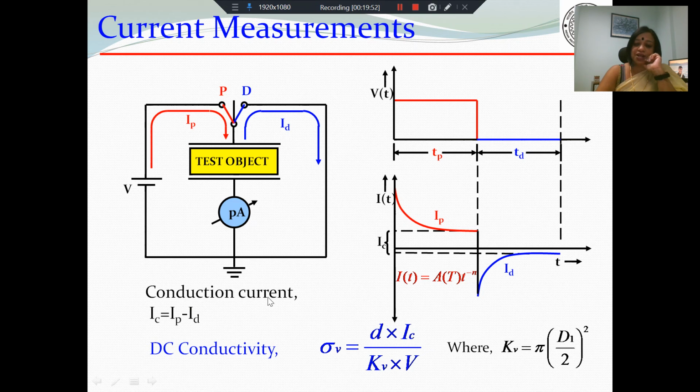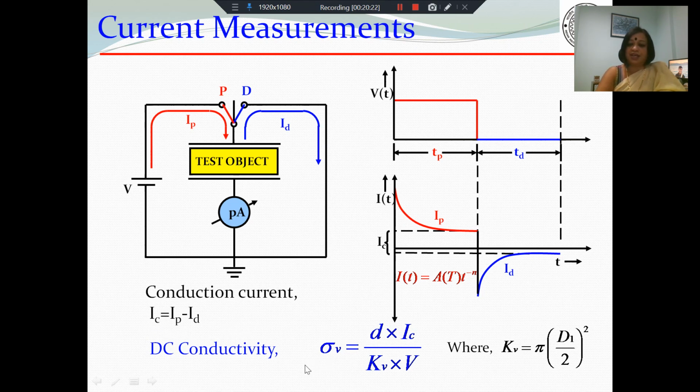Therefore, the conduction current would be the difference between the polarization currents and the depolarization currents. If there are any residual currents flowing after depolarization at a particular time, the likelihood is that in this steady state current we also have a residual current which is not due to DC conductivity, and we would like to subtract this component out from both sides, from the polarization current as well as from the depolarization current. So the conduction current can be given as IP minus ID.